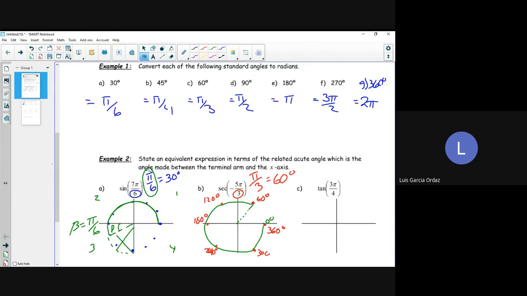Okay? And the closest angle to the x-axis is going to be this one over here, which is our beta. And what would our beta angle be? How many sections are left over? One. So it would be pi over 3. Which means secant of negative 5 pi over 3 is equal to, because it's in quadrant 1, are all trig ratios positive? Yes. So it's just going to equal the secant of pi over 3.